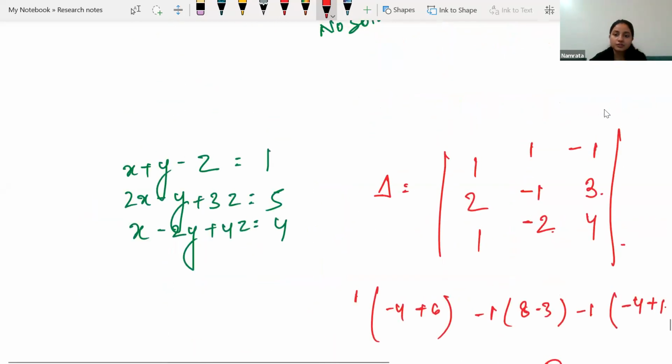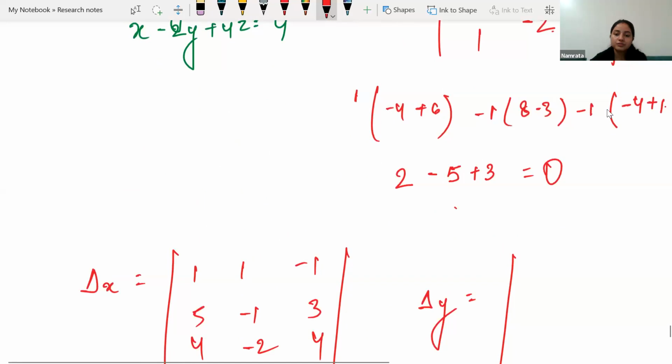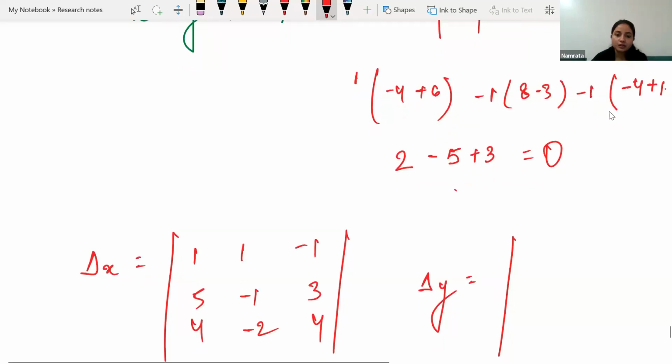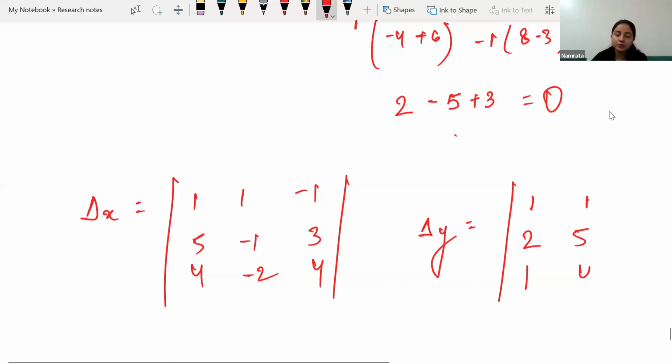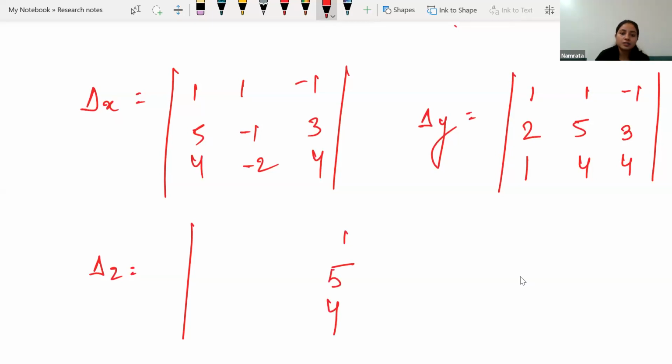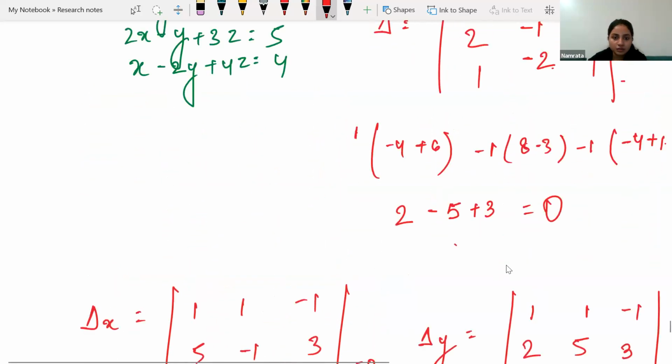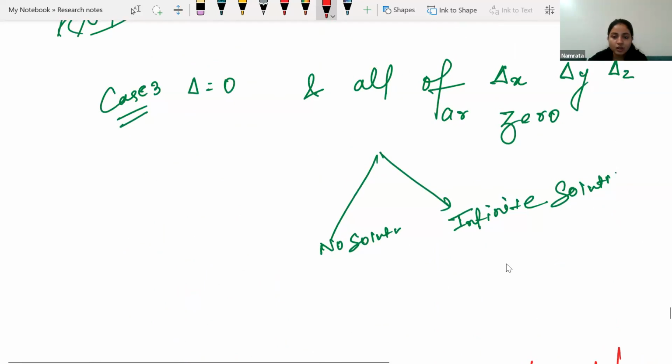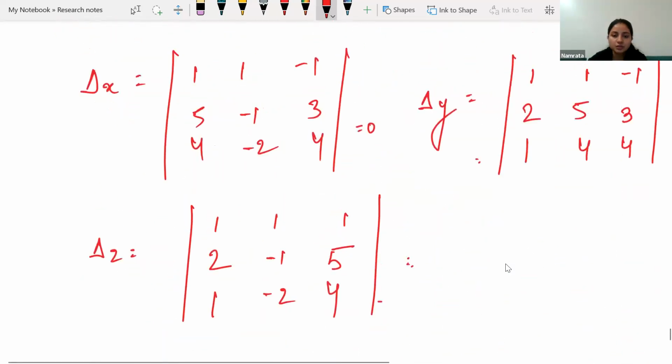The next one, the first column will remain as it is. The second column will be 1, 5, 4, and the last is negative 1, 3, 4. This is delta y. Delta z will be when we change the last column, and the first two columns will remain as they are. Check it. Are we getting 0 here also, here also, and here also? Check it. If all are 0, then it is no solution or infinite solution.